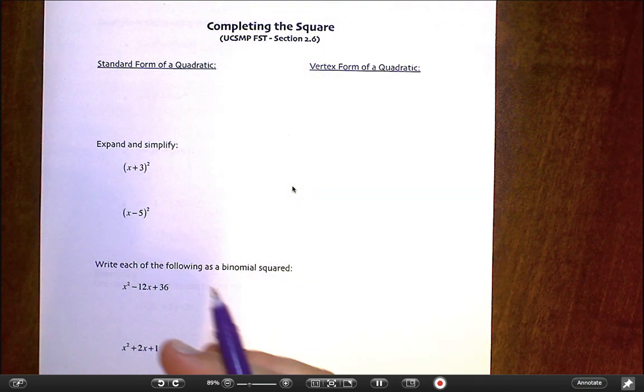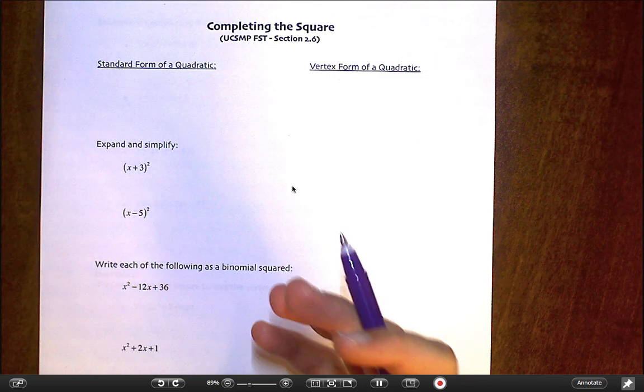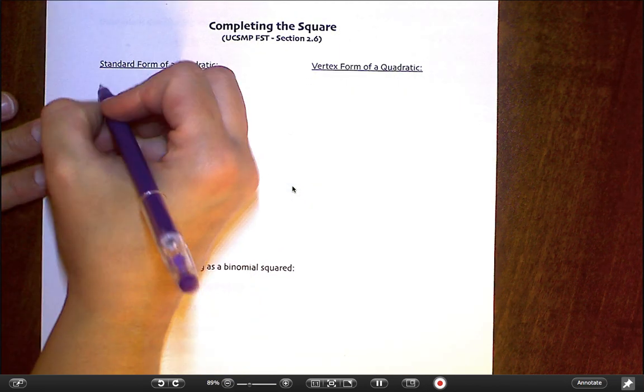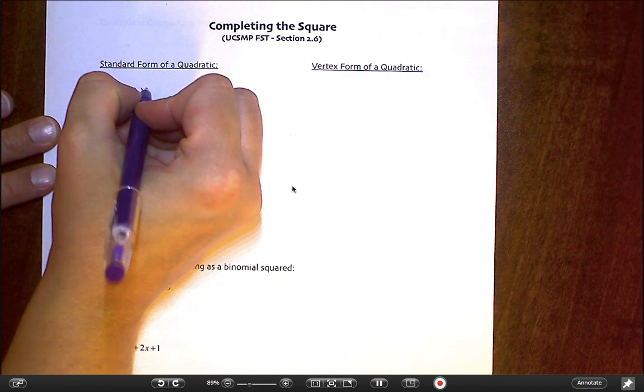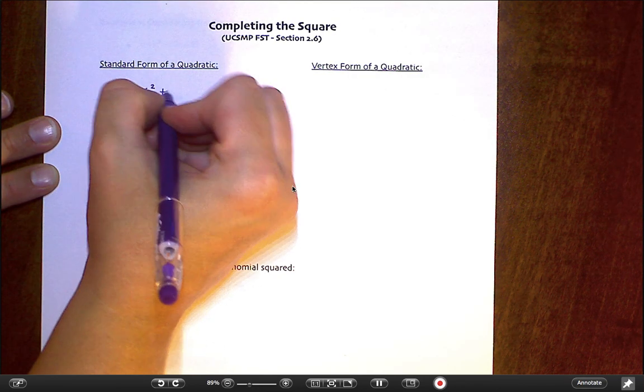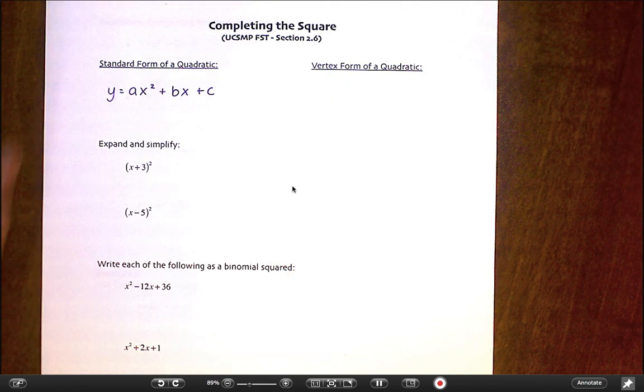Okay, so like I said, we're going to be talking about quadratics for the next few lessons. Our focus is on parabolas. I can write an equation for a parabola in standard form, which looks like this. This is when it's all pretty, okay? It's all simplified and nice. Ax squared plus bx plus c. That's called standard form of a quadratic.